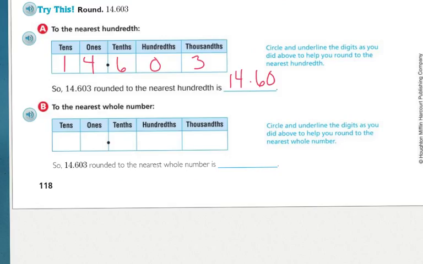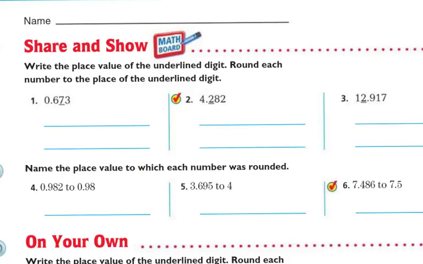All right, so now it wants us to round to the nearest whole number. So I have 1, 4, 6, 0, 3, and now I'm rounding to the nearest whole number. Well, here's my whole number. So in order to do the whole number, I'm going to look at the tenths position. Is the tenths position 5 or bigger? If it is 5 or bigger, then I'm just going to change it by 1. And the 6 is bigger than 5, therefore instead of being 14, it's going to be 15.